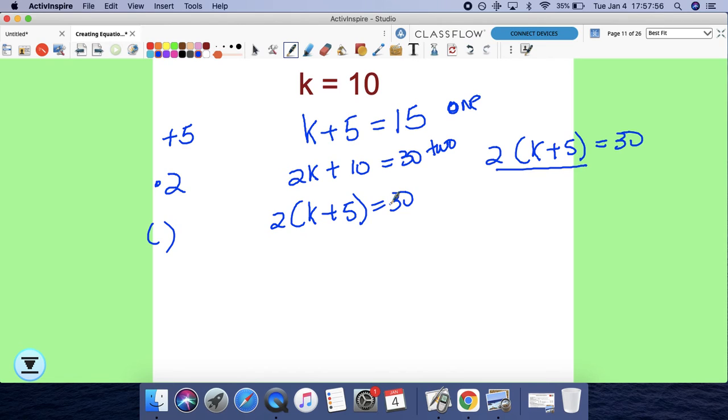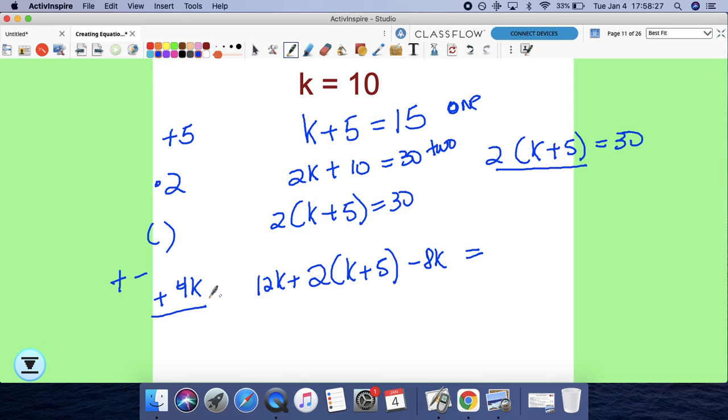Okay. And again, add variables to both sides, plus or minus. We subtracted, so let's add, I don't know, 4k to both sides. So here I have 2k plus 5 plus 4k. If you want to complicate this, or you know what, let's make it something like this. How about 12k plus 2k plus 5 minus 8k, right? So isn't 12k minus 8k 4k? So I'm expressing 4k as 12k minus 8k.